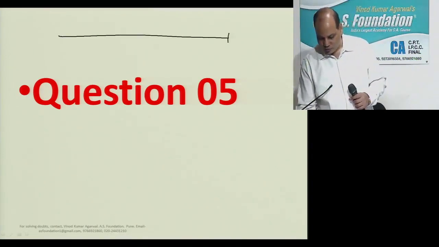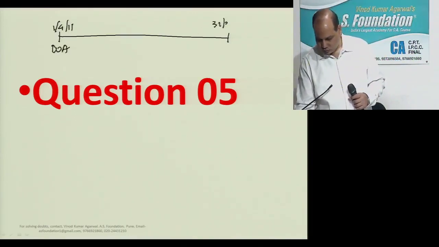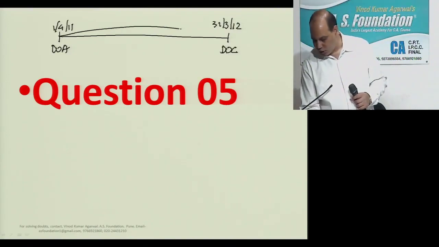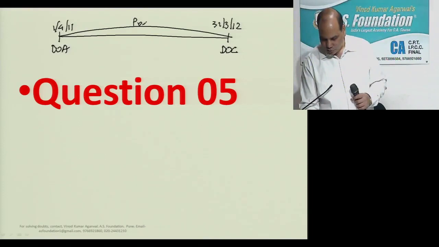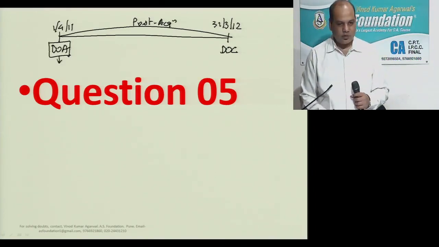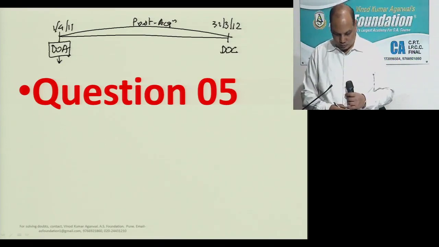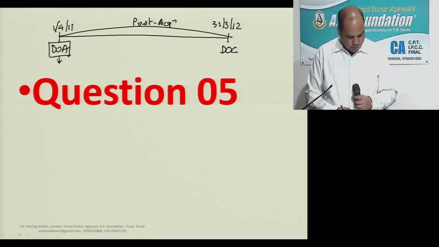So one good thing for you is that the current year's entire profit is post-acquisition. And profit on this date will be pre. Whatever profit existed on 1/4/11 will be pre, and whatever profit earned after 1/4/11 is post. So that way it is easier.